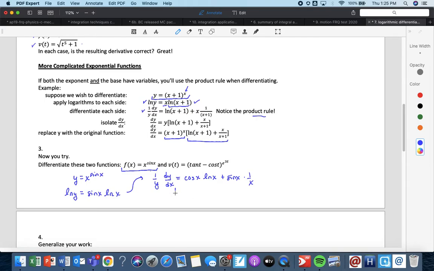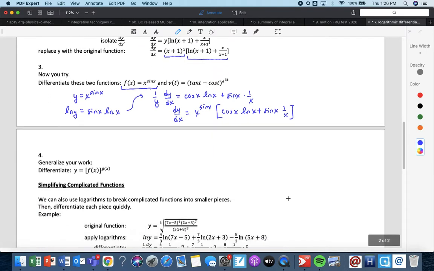And then my final step, I'm going to bring y up as a multiplier, but instead of writing y in front, I'm going to write x to the sine of x. And then maybe I'll put everything else in a bracket. So I'm going to get this long expression. So I get back the original function, but then I have here the result of the product rule.